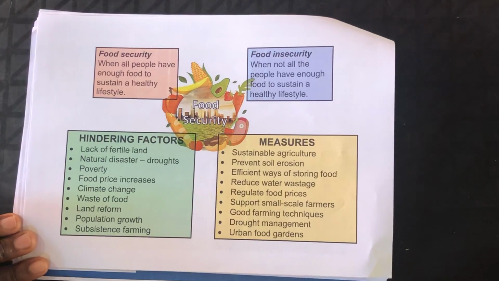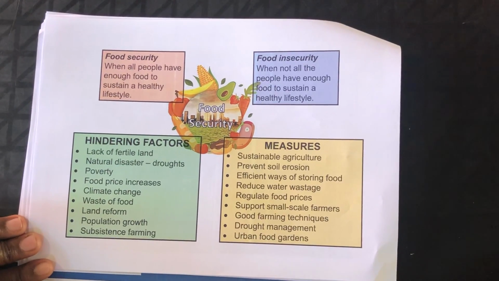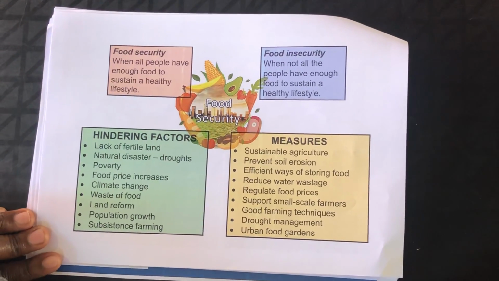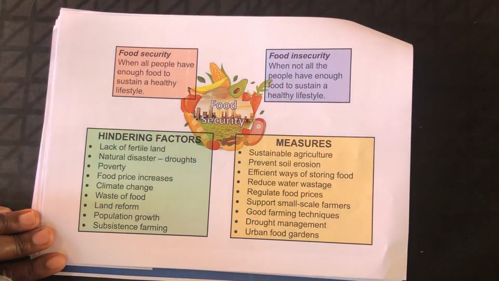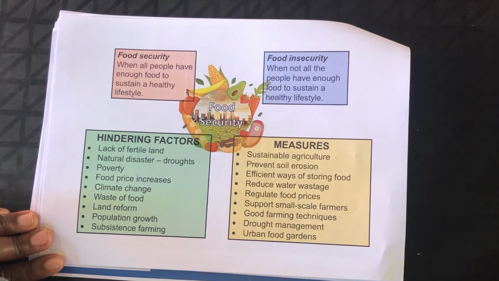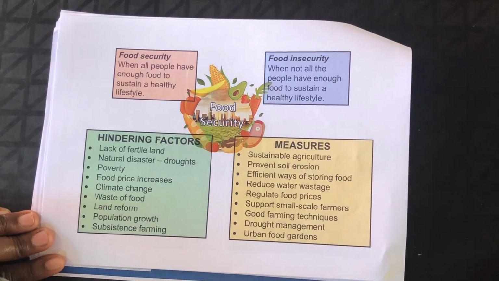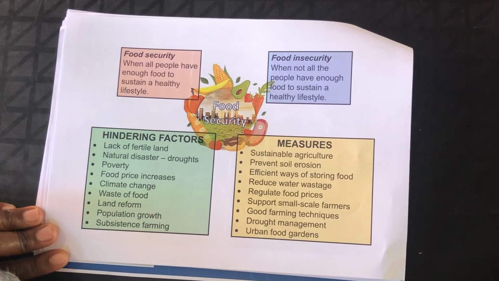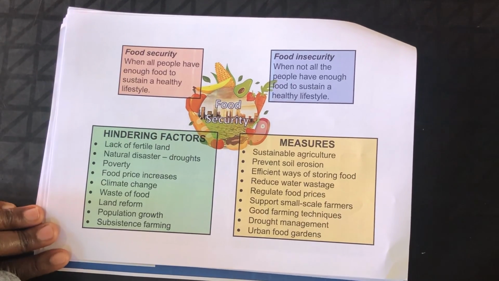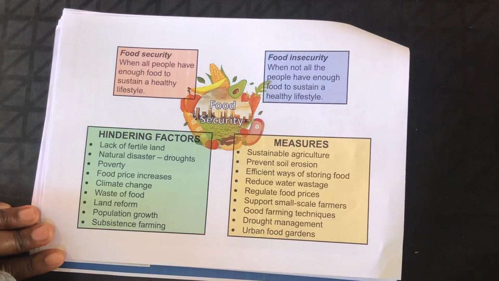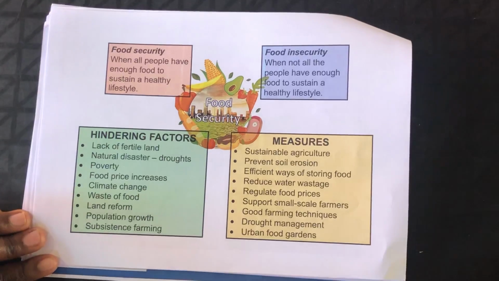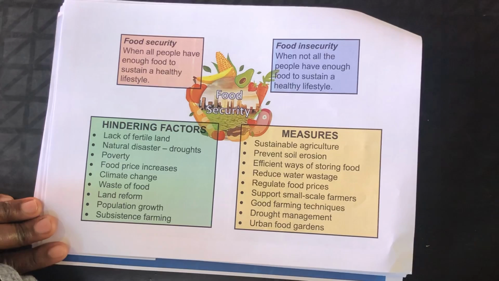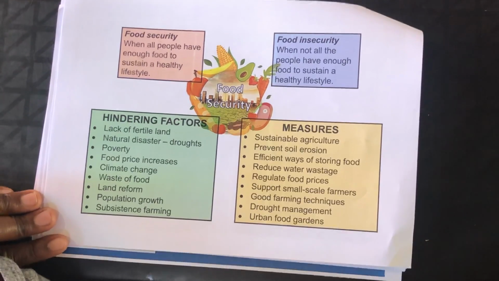The measures that can be implemented: one, we can implement sustainable agriculture. We can prevent soil erosion. Sustainable agriculture, what do I mean by sustainable agriculture? I mean crop rotation, dividing our pieces of land, and then we make sure we rotate crops from one piece of land to another. That's sustainable farming, because we are maintaining soil fertility. We must reduce water wastage. In some instances, we can grow drought-resistant crops, especially in areas where we know that we receive less rainfall.